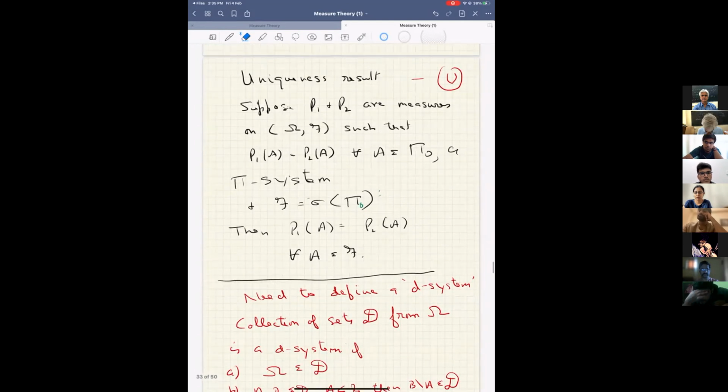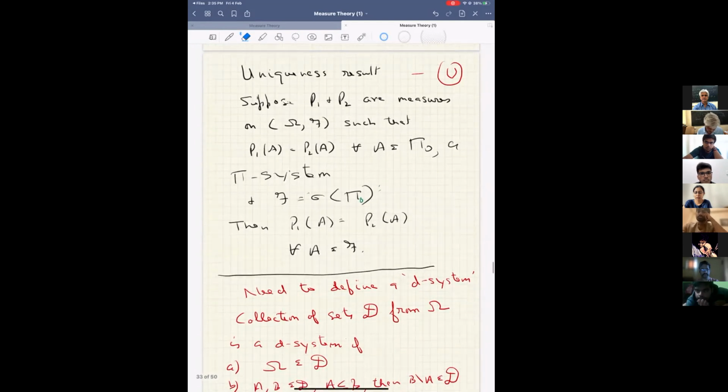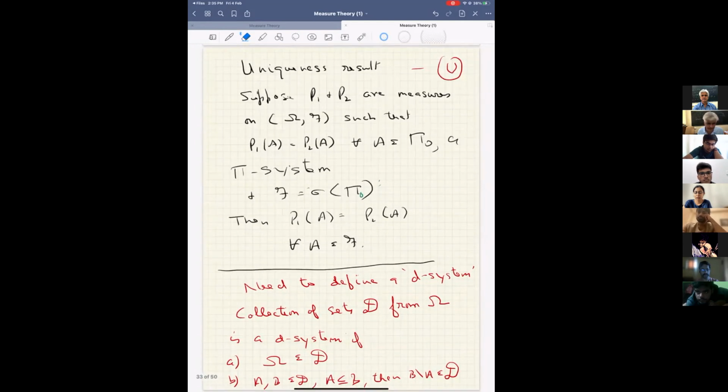So we have the space omega and a sigma algebra F on it, and now we have two measures P1 and P2, which agree on pi 0. Now pi 0 is a pi system, so it's not even an algebra. It's just a system which is closed under intersection. So if A and B are in pi 0, then A intersection B is also in pi 0. So it's a pi system.